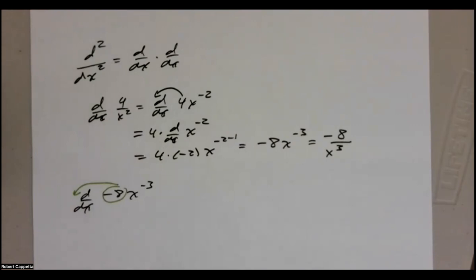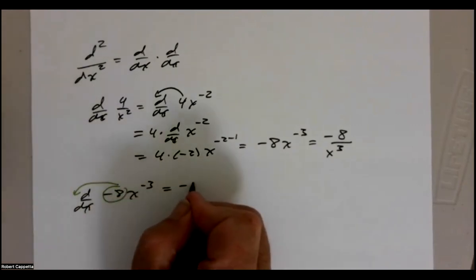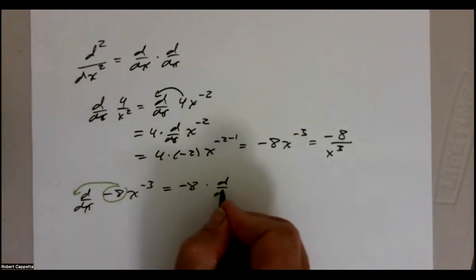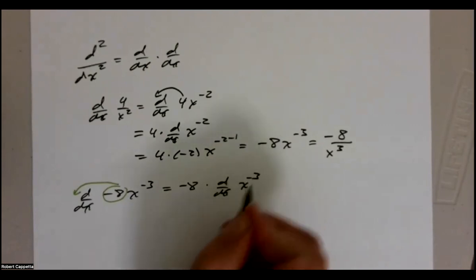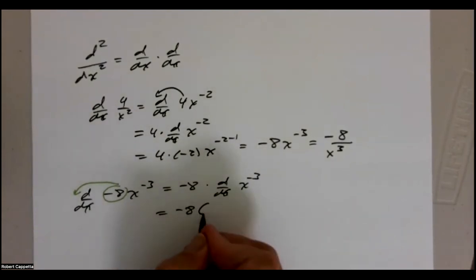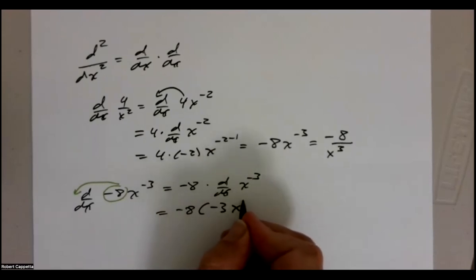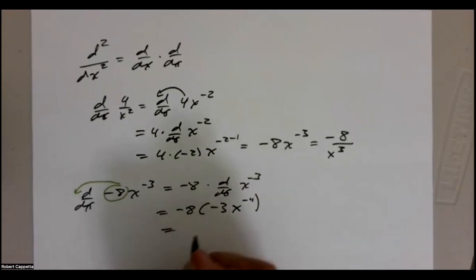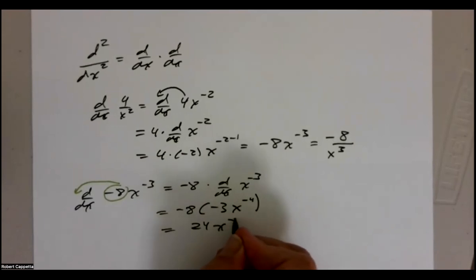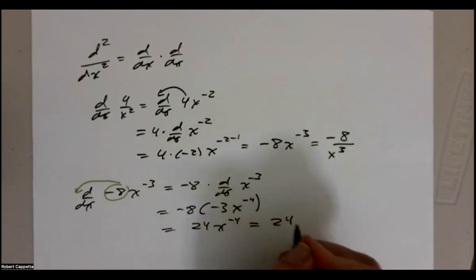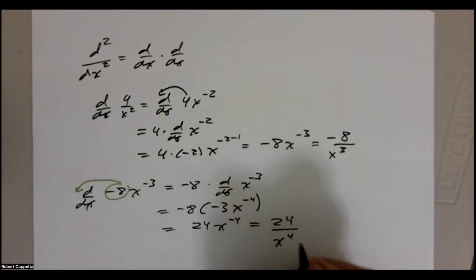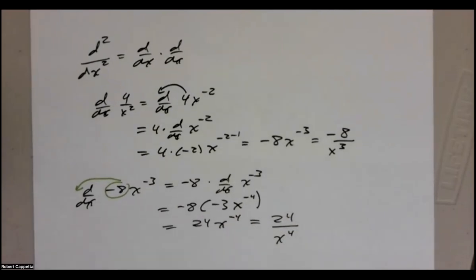And I get negative 8 times the derivative with respect to x of x to the negative 3. Negative 8 times negative 3x to the negative 4. Positive 24x to the negative 4, which is 24 over x to the 4th. It's probably how we should write the answer to that. So that's that one. That's the second derivative.